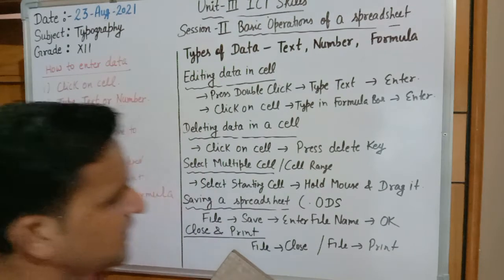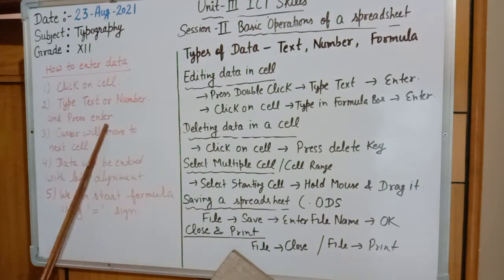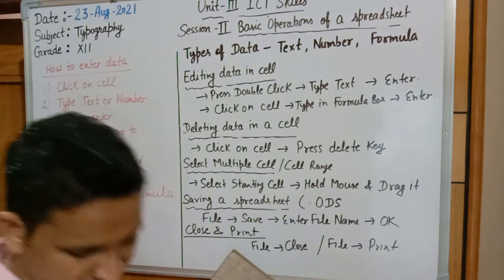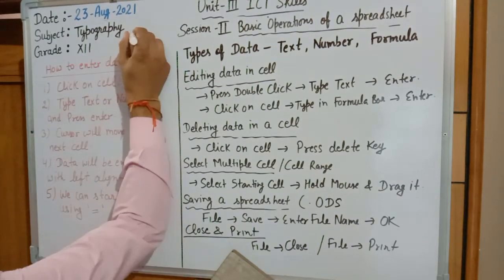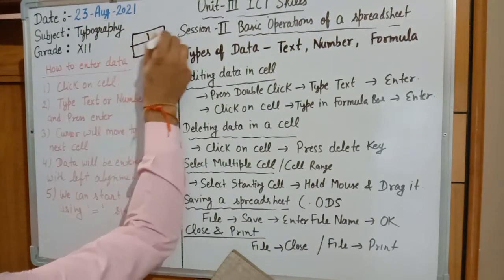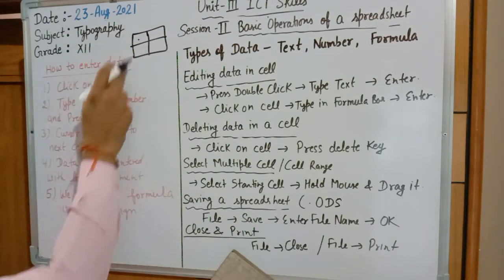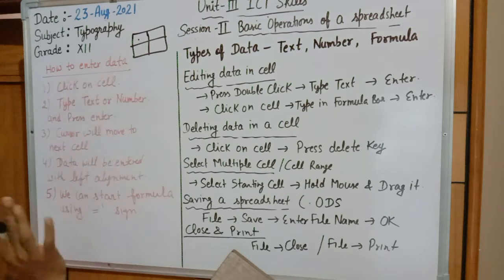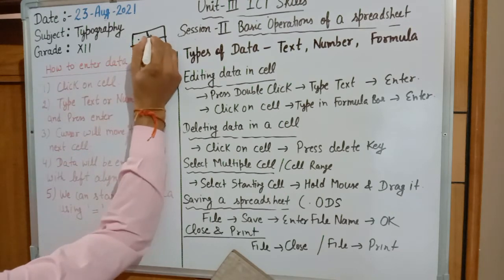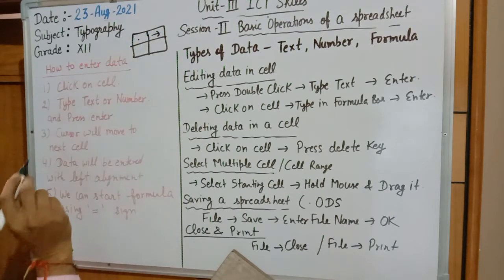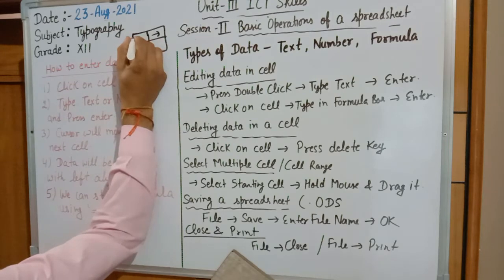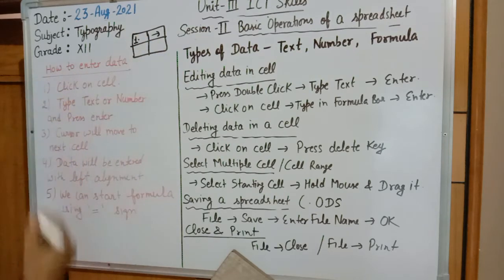When the cursor moves to the next cell, the data which you have entered will be displayed on the left side of your alignment. I'll tell you one example. Suppose it is a spreadsheet. I am entering data here. First I click on this cell, then I type a number or value. When I press enter, it will move to the next position, and your text will display on the left side by default.